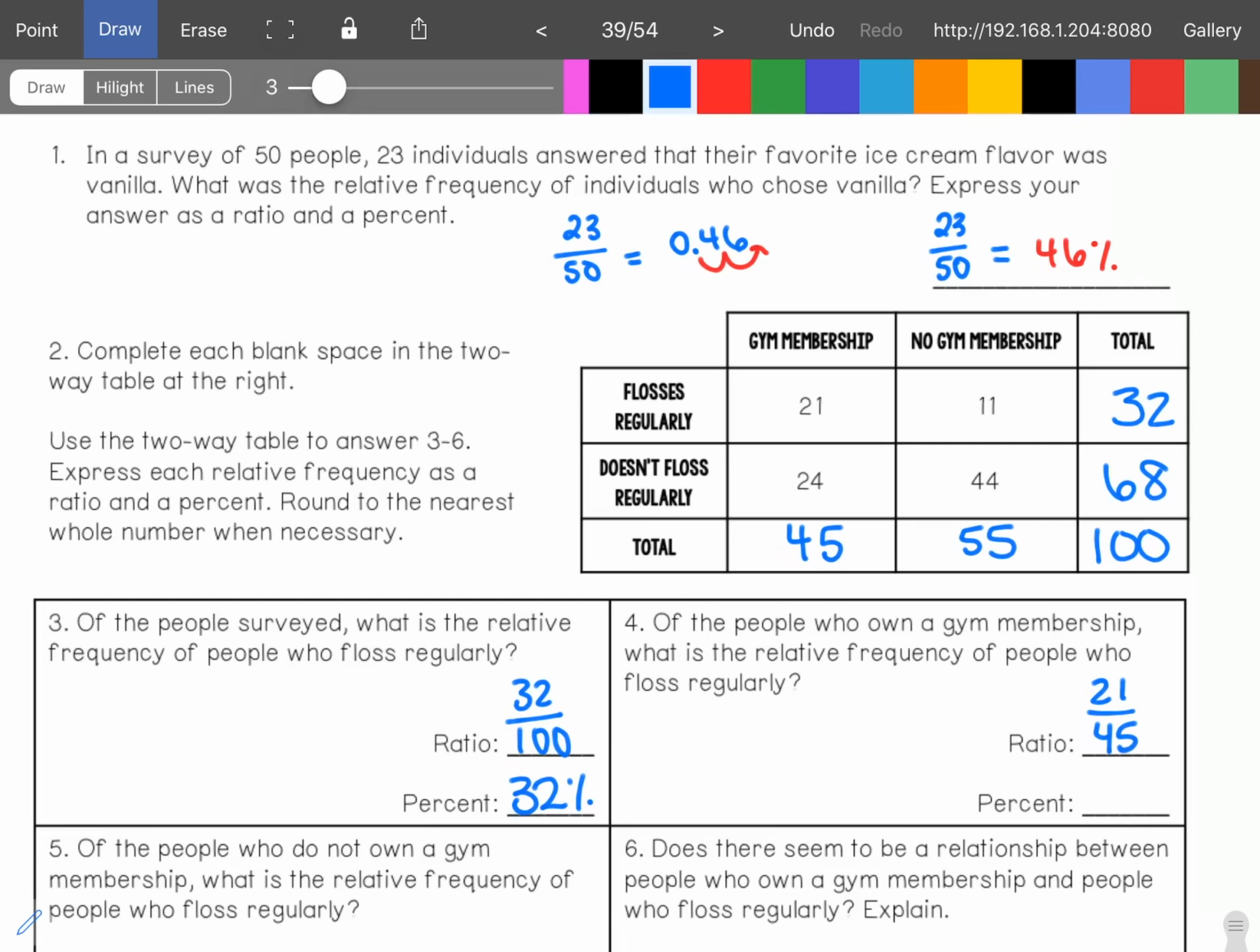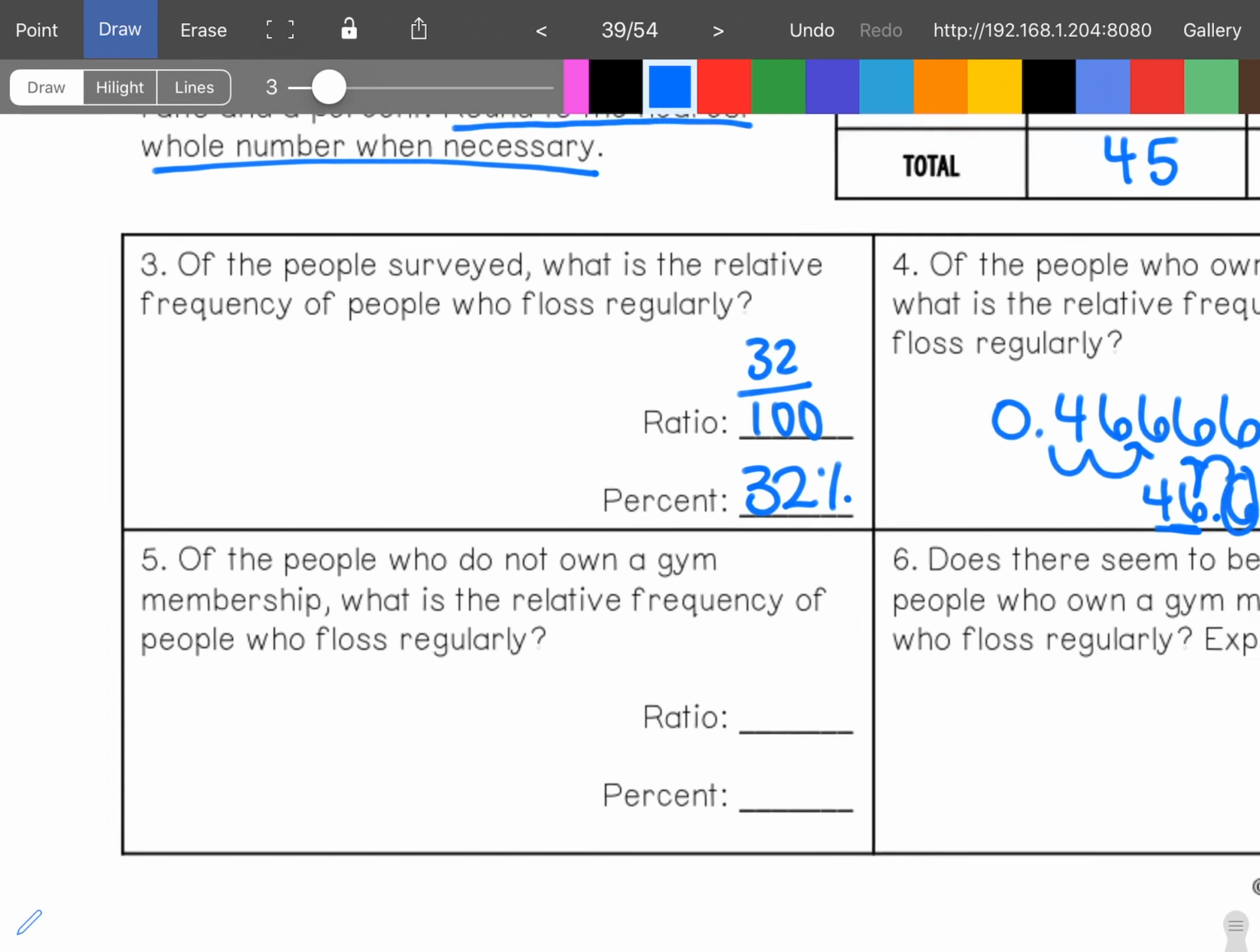Okay. And then if you take your calculator, you're going to do 21 divided by 45. And that ends up coming out to this, and the 6 keeps repeating. Move the decimal to the right 2 places, which gives me 46.66666. In the directions up here, it says round to the nearest whole number when necessary. So if we're going to round to the nearest whole number, we look next door. If that's 5 or higher, we add 1 more. So it's going to be 47%.